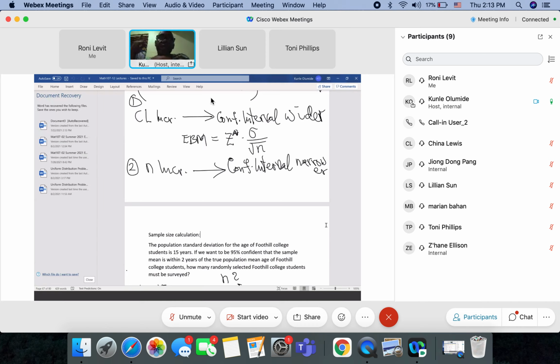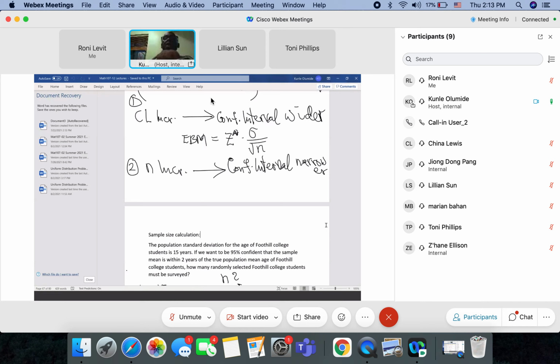Remember my first example yesterday when we did 45 minutes plus or minus 10? That's exactly what they're telling you here: you don't want the difference between X bar and mu to be more than 2. Therefore, they give us the margin of error. So the margin of error is 2, meaning your EBM is 2. Now you need to calculate n, which is the sample size.